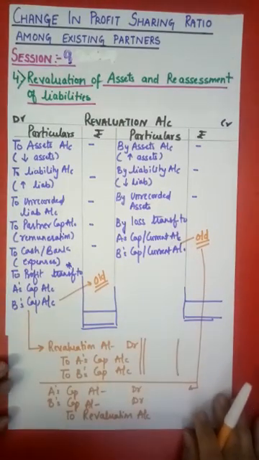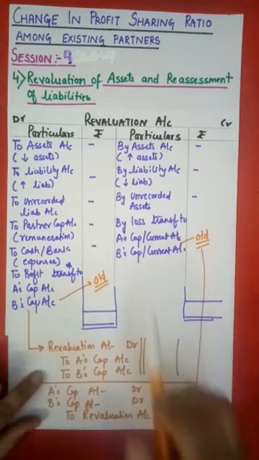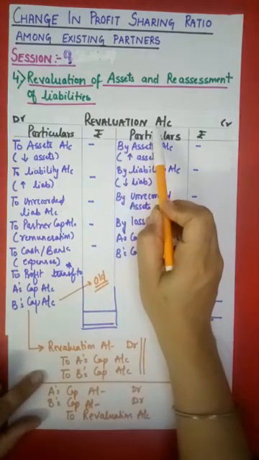Session 9 of chapter Change in Profit Sharing Ratio. In our previous session, we have discussed how to prepare a revaluation account.